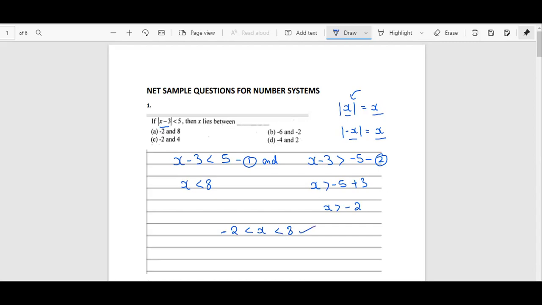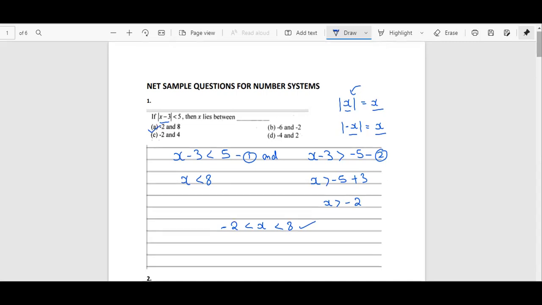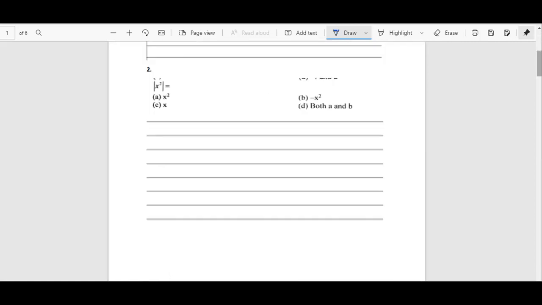Now let's check out the options. In the options, we have minus 2 and 8. Yes, so A is the answer, okay? Because x lies between minus 2 and 8, A would be the answer. Okay, so we are done with the first question. Let's talk about the second question now.